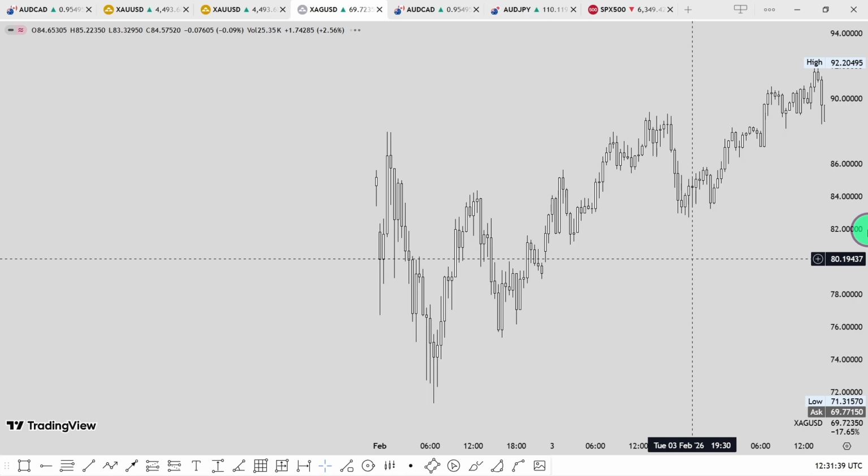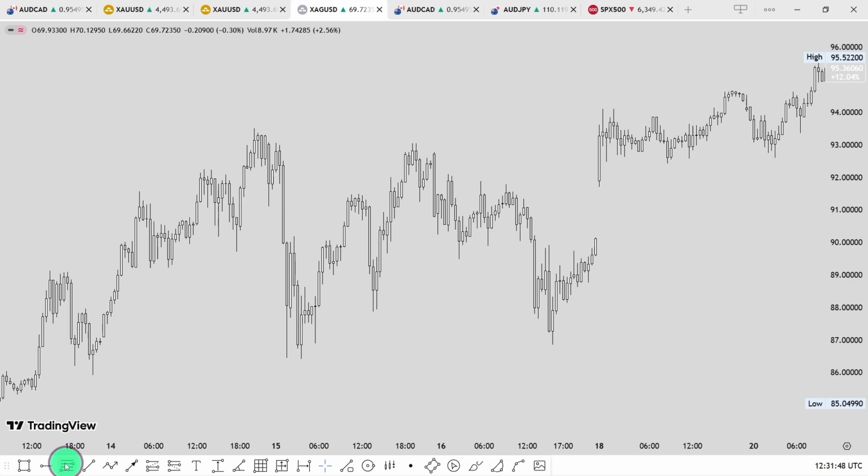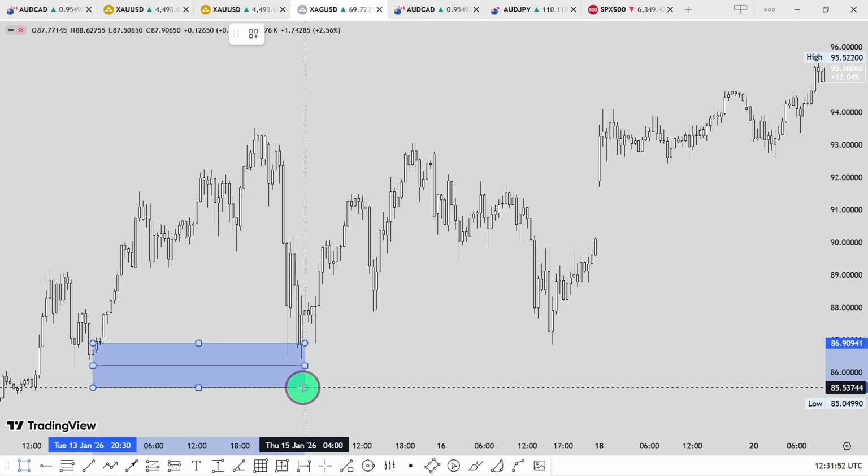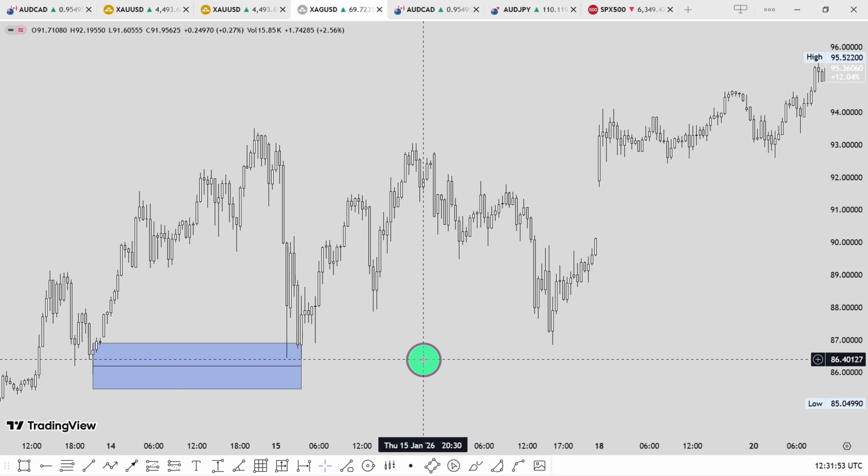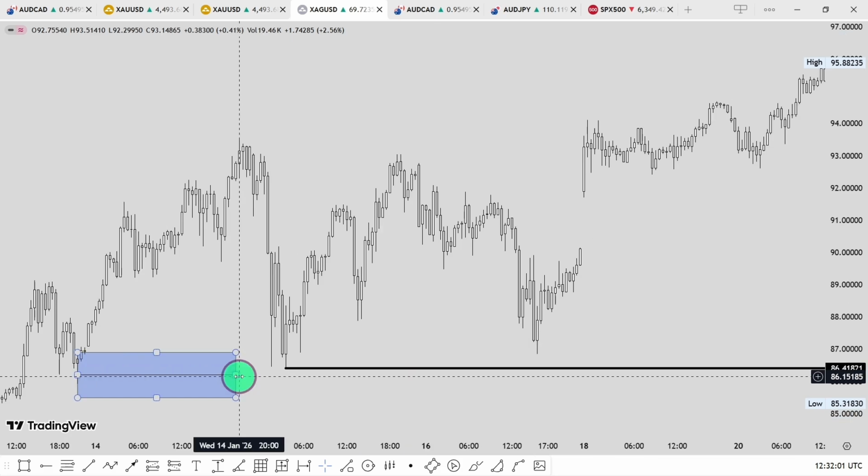Another example is on SAG USD. So here you can see it is in confluence with this demand area right here. And let's clearly identify our low. So that's our low. Let's verify our structural liquidity.